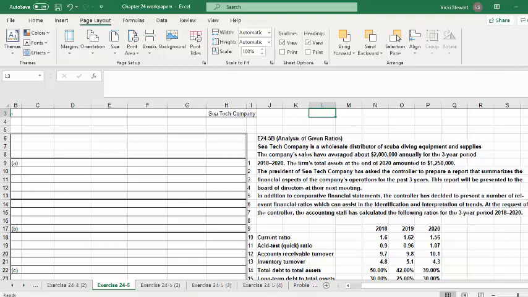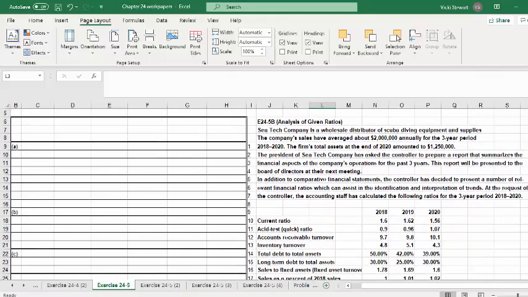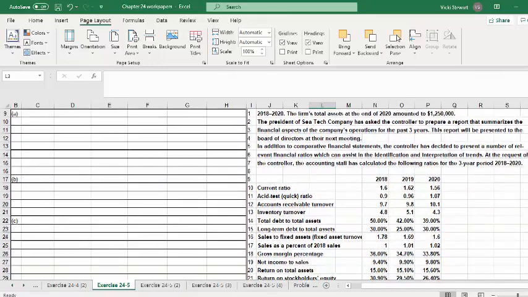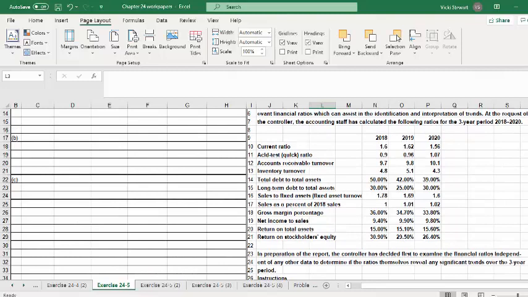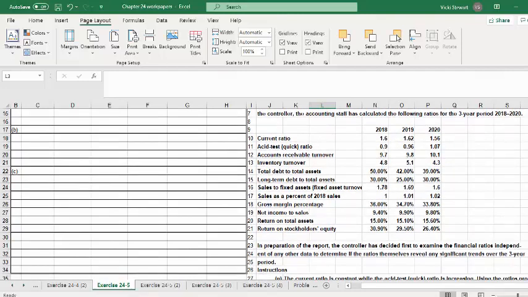At the request of the controller, the accounting staff has calculated the following ratios for the 3-year period, 2018 to 2020, and the problem gives us several ratios that we're going to be using to analyze the financial results of SeaTech. So it states, in preparation of the report, the controller has decided first to examine the financial ratios independent of any other data to determine if the ratios themselves reveal any significant trends over the 3-year period.